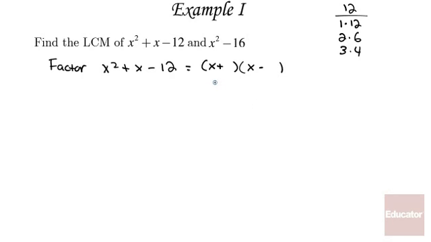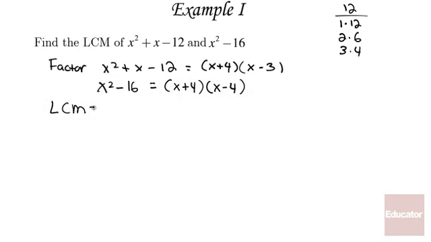So if I go ahead and try, I want to make the larger number positive because x is positive. I'm going to try this and see if it works. So this gives me x times x is x squared. X times negative 3 is negative 3x plus 4x. So negative 3x plus 4x is x. So that's correct. Last terms, 4 times negative 3 is negative 12. So I factored correctly. X squared minus 16 is the difference of two squares. So that's x plus 4, x minus 4.